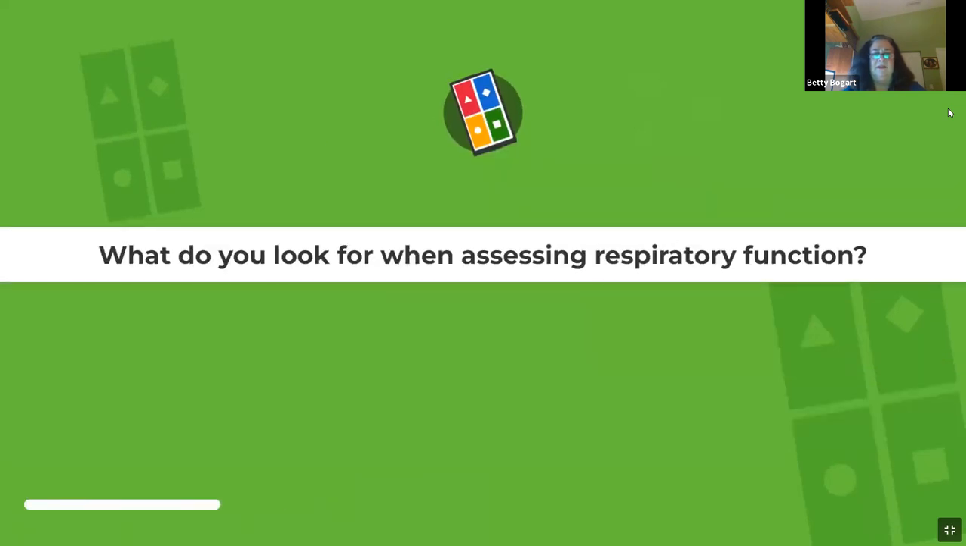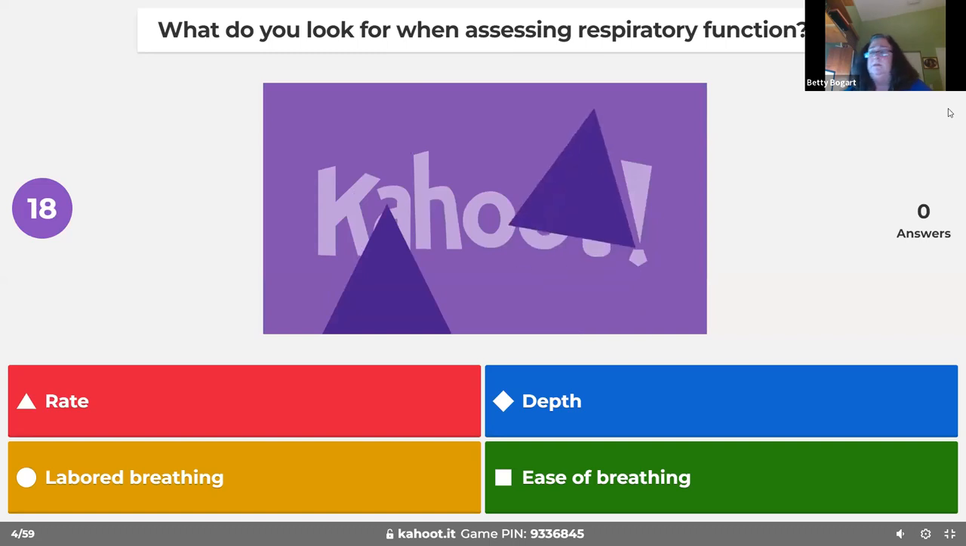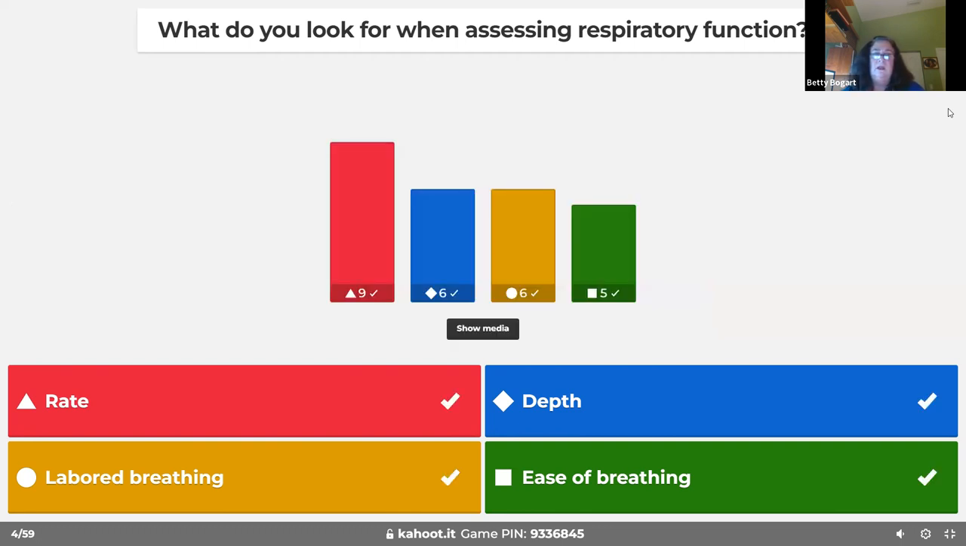Another multi-select. What do you look for when assessing respiratory function? So you're doing your assessment on this child. How fast are they breathing? How deep is it? Or is it shallow, labored, and is it easy or not? All of those things make a difference.